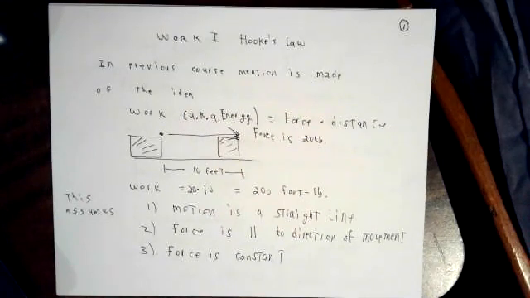This assumes three things. The motion is in a straight line, the force is in the same direction, parallel to the direction of motion, and the force is constant. I started off pulling on the object with 20 pounds of force, and I continued doing that until I got it to where I wanted it.